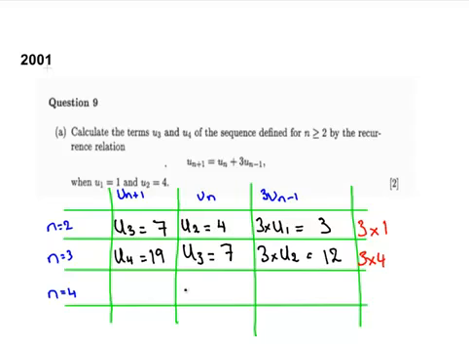We'll do it for one more. We're not actually asked for any more, but I'll just do it for one more. u of 4 is equal to 19. 3 times u of 3, that's 3 times 7, that's 21. Add those two together, we get u5, and that's equal to 40. So that is calculating the terms u3 and u4.